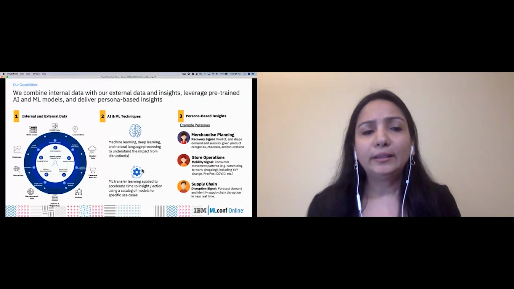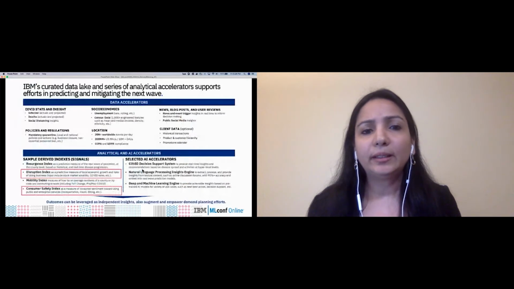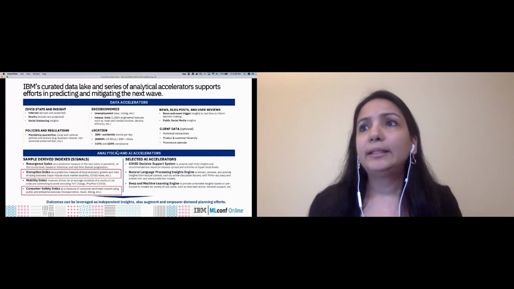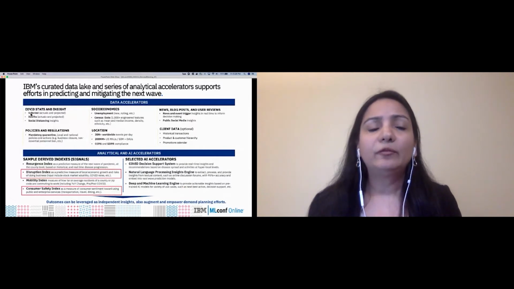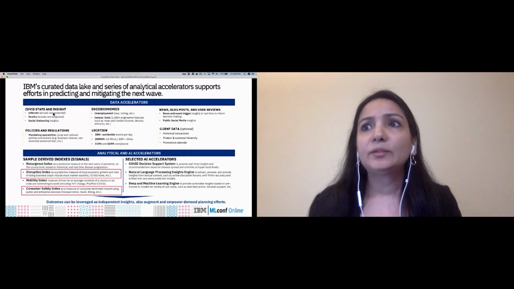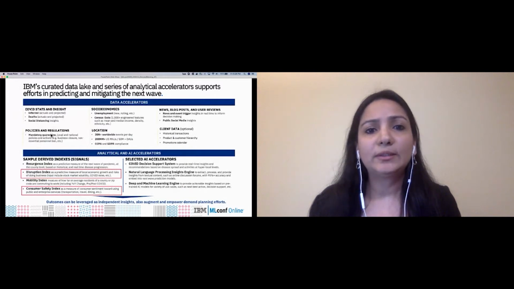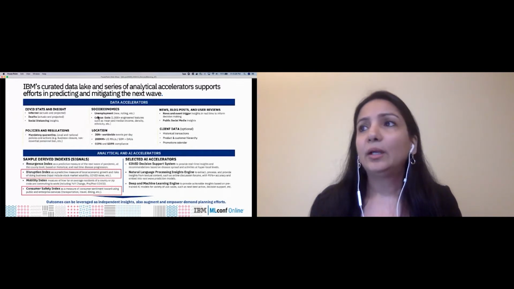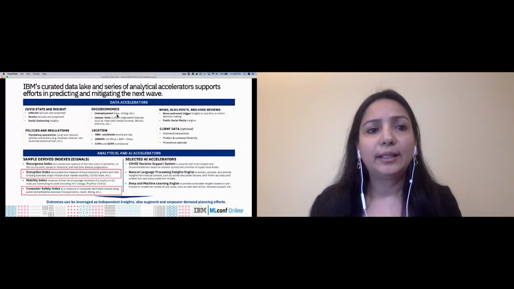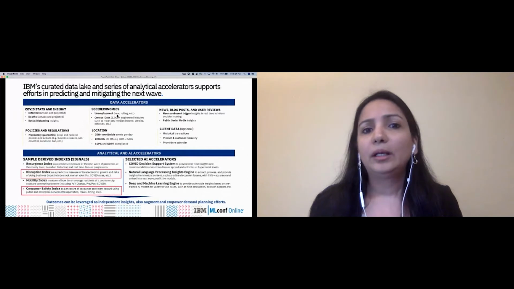So to that end, we've built a curated data lake and a series of analytical and AI accelerators that can be leveraged as either independent insights or they can augment demand forecasting models. So starting with our data accelerators, we have COVID statistics and insights. We have policies and regulations such as government and state actions. We have socioeconomic data, and this can include unemployment, location, weather data. We also have news and social media data.